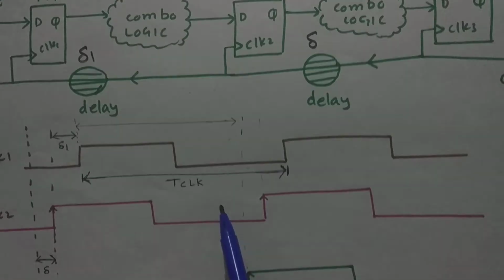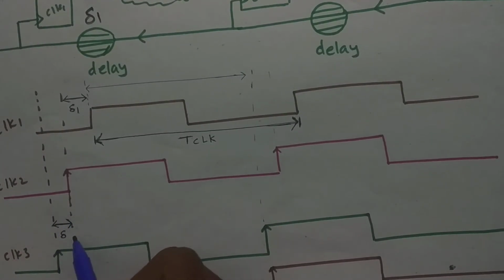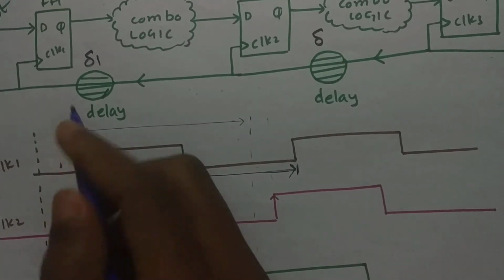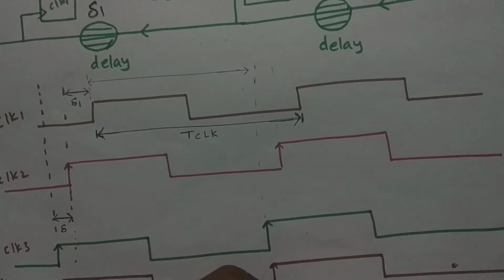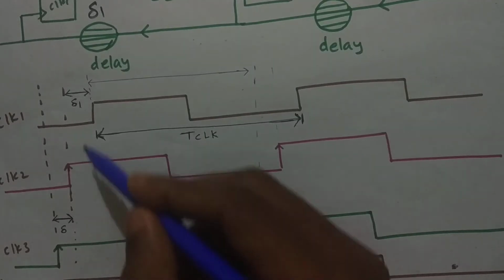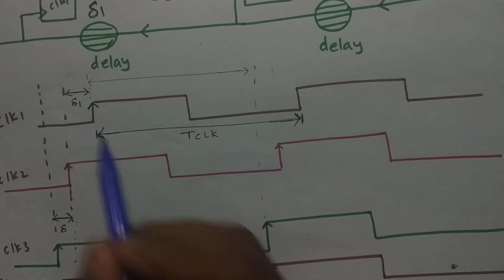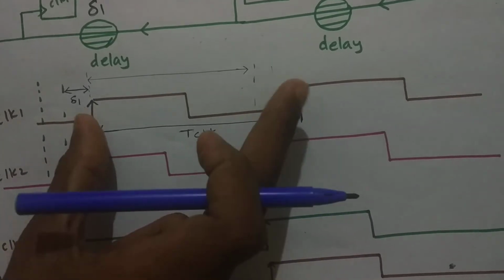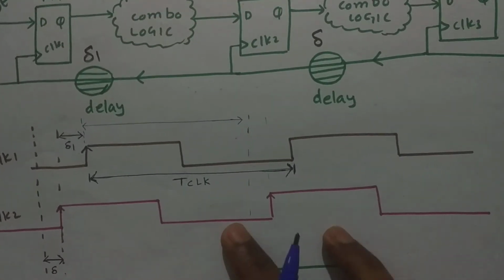But we are having a delta amount of delay for clock and clock 2. As a result, we will get clock 2 after delta amount of time, and clock 1 we will get after delta plus delta 1 amount of time. So here you can see that clock 1 is coming so late. If this is our launch edge, then the capture edge is over here. Now we are reducing the time between the launch edge and the capture edge. It has been reduced compared to the positive skew.